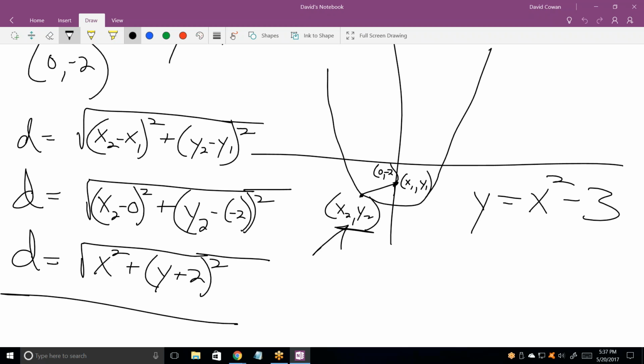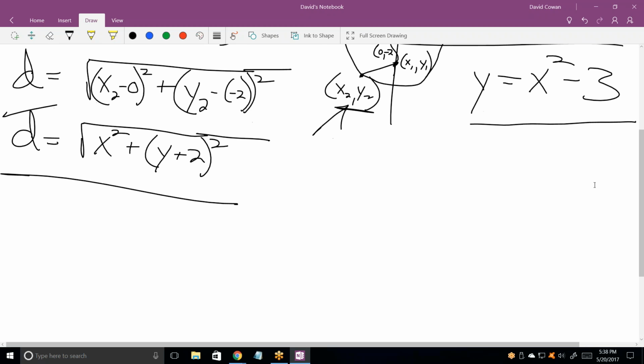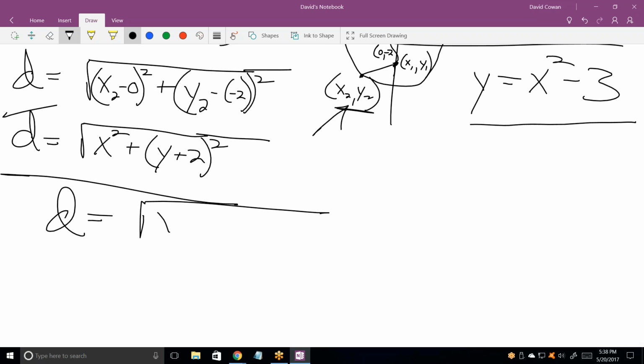In other words, I can't go anywhere with that formula that I just checkmarked because it's a function of two different variables. So all these optimization problems, you have to get the thing to be a function of one variable. Well, I can do that because I have another equation over here that's defining y. So I can either substitute for x or y. It doesn't really matter. I'll go ahead and substitute for y. So I end up with distance equals the square root of x squared plus, this becomes x squared minus 3 in parentheses plus 2, all squared.